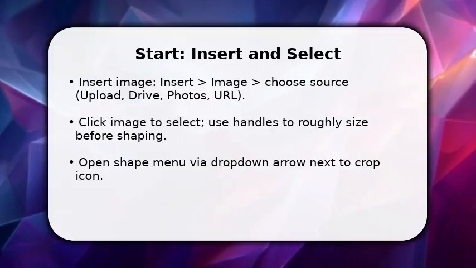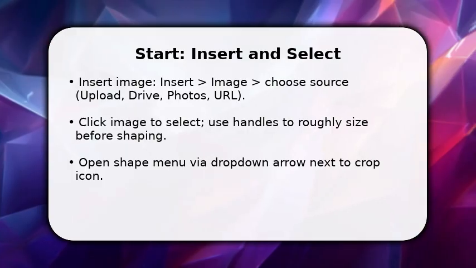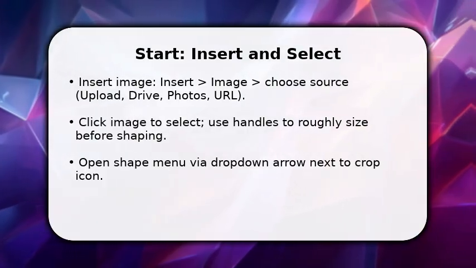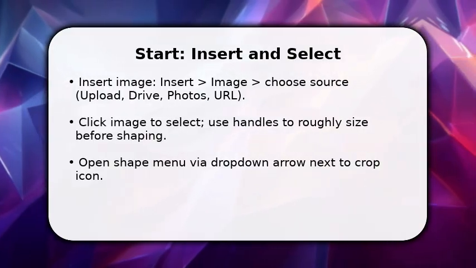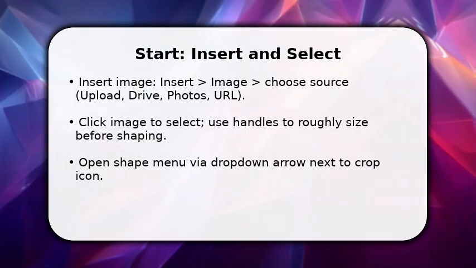You begin by inserting the image and selecting it. That's the only way this workflow works. Click Insert Image, pick your source, and place the image on the slide. Once selected, you'll see the crop and mask controls.